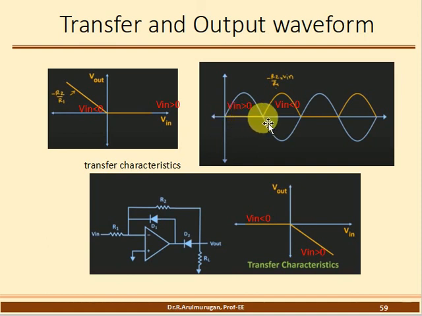In mode 2, the output produced is minus V in multiplied by R2 by R1. That is how the waveform is produced. During the mode 1 condition, V in greater than 0, the output is 0. In the mode 2 condition, on the negative side, the output is R2 by R1 times the input.